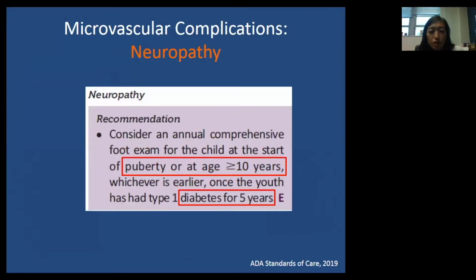Neuropathy, again, you want to do an annual comprehensive foot exam, especially for children at the start of puberty, or again after the age of 10, whichever comes earlier. And again, you don't really need to start that right away, but maybe after about 5 years of disease onset. And if you've noticed the E's on these, a lot of these are not based on actual randomized controlled trials, or even cohort studies. Most of these are recommended based on expert opinion.